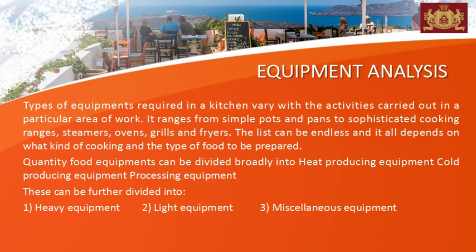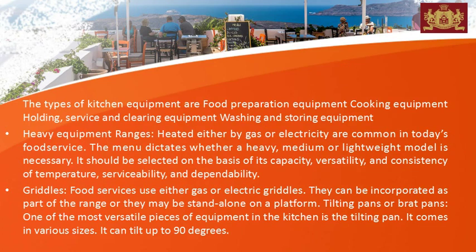These can be further divided into 1. Heavy equipment, 2. Light equipment, 3. Miscellaneous equipment. The types of kitchen equipment are food preparation equipment, cooking equipment, holding, service and clearing equipment, washing and storing equipment.